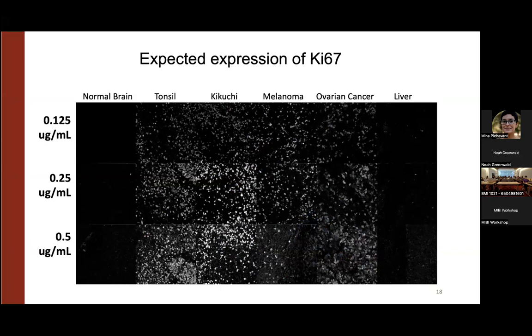So at this point, we're really confident that this antibody is binding Ki67, it's nuclear, and it's expressed in tissues where you expect high proliferation, especially cancers like melanoma, ovarian cancer, diffuse disease, and the tonsil, which is sort of a hotbed for proliferation.